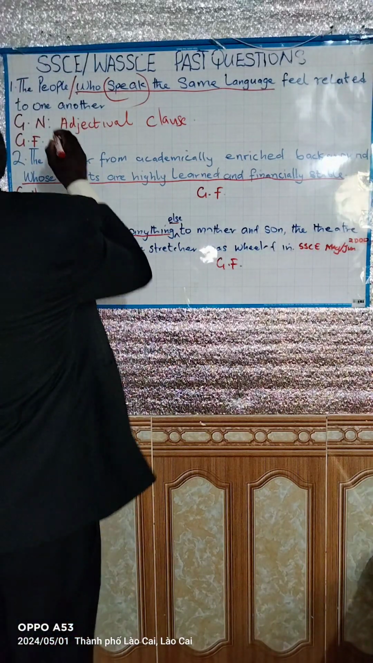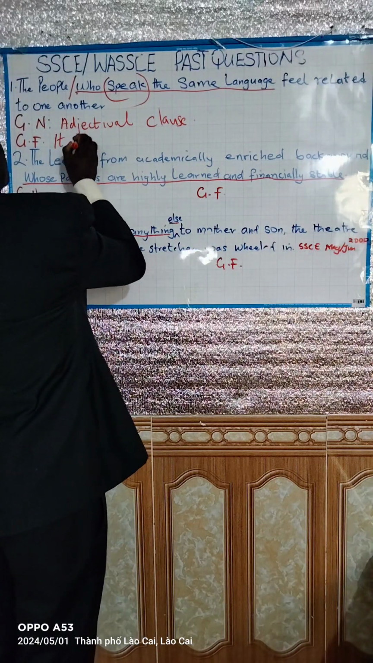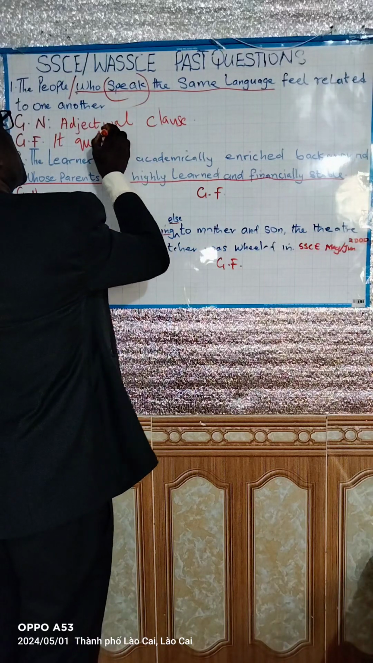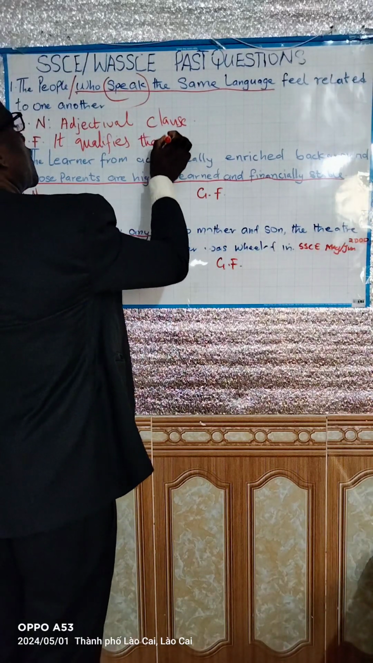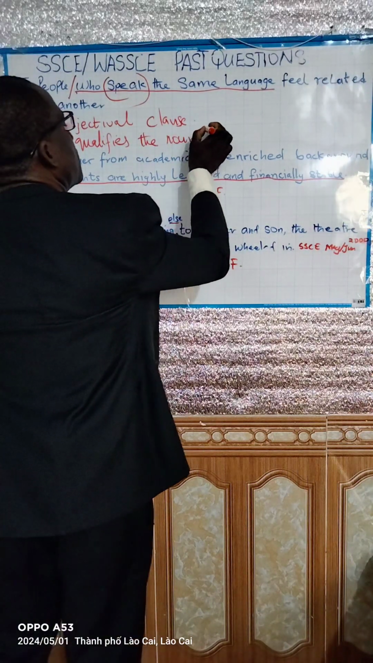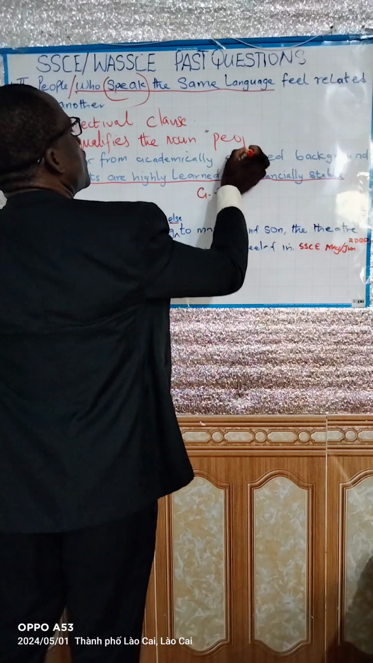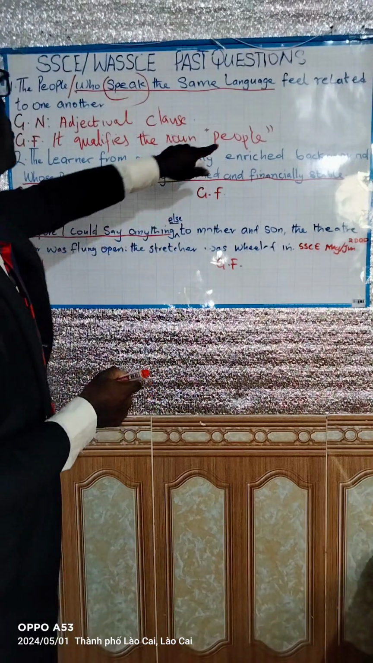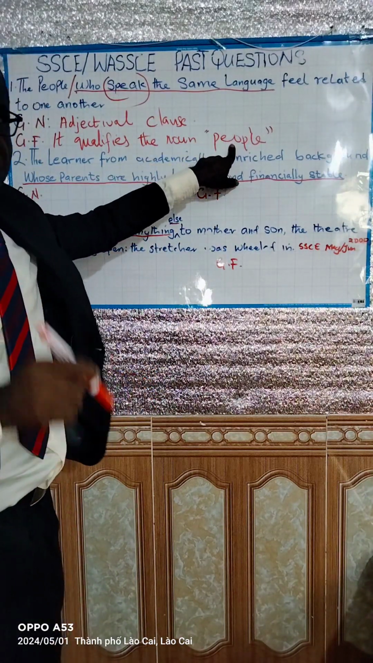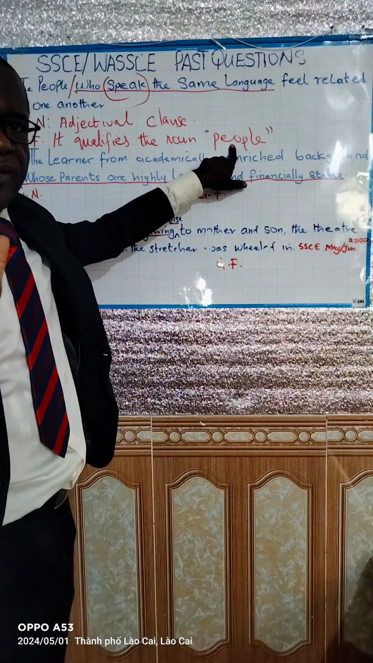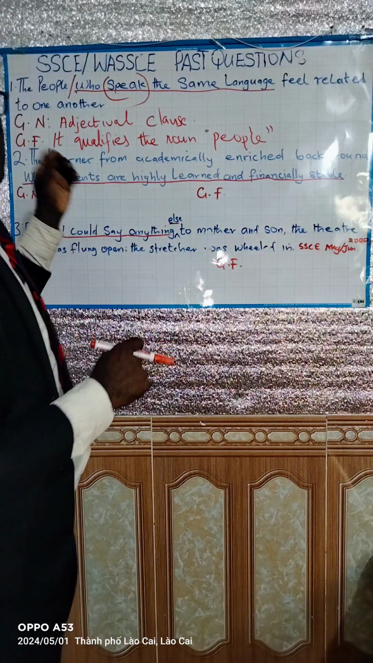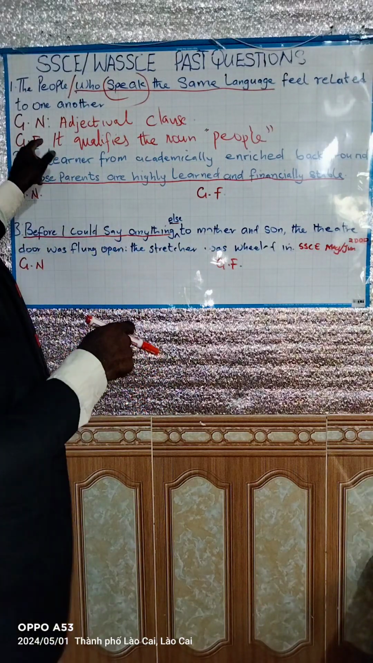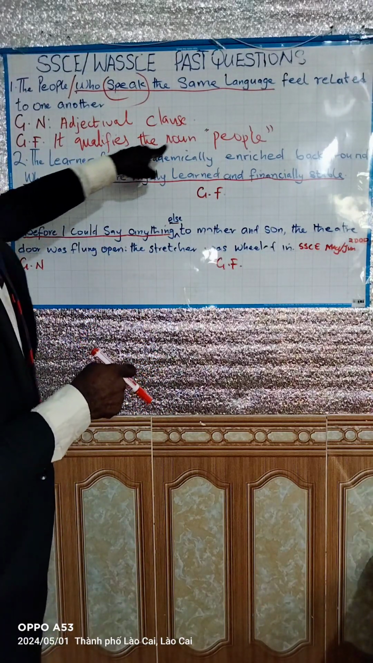So you can say it qualifies the noun people. Now don't forget, we have to put people in inverted commas. That is how WAEC wanted to do it and NECO. So grammatical name, adjectival clause, okay? Grammatical function, it qualifies the noun people.